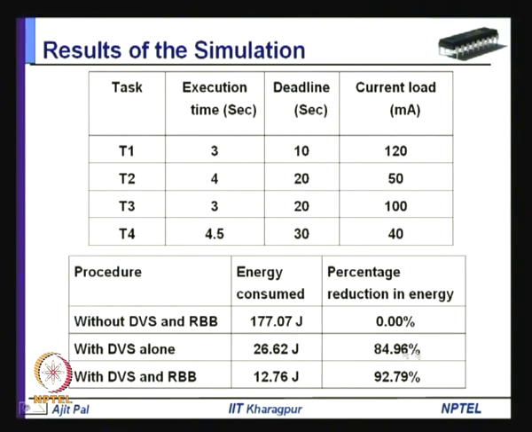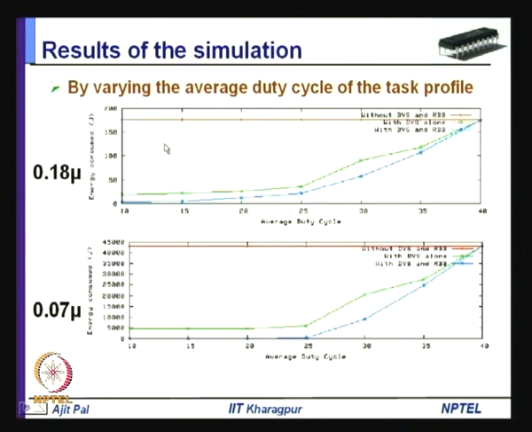So, percentage reduction in energy is 84.96, but when we use dynamic voltage scaling and reverse body biasing, as done in the second paper, then you can see the energy consumed is much less, 12.76, and the reduction in energy is 92.79%. And moreover, there is some technology dependence.